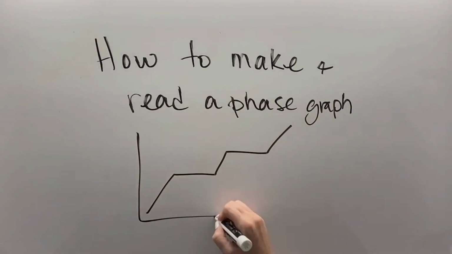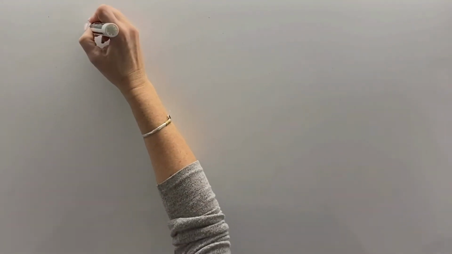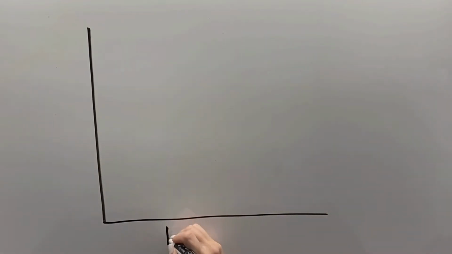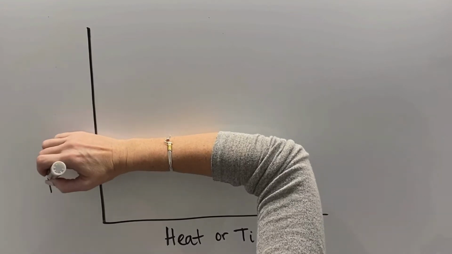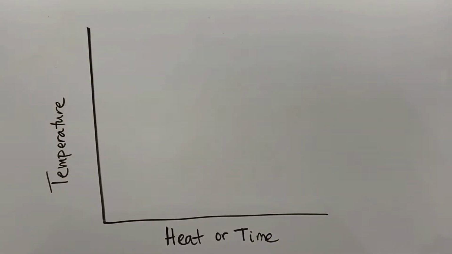Let's learn how to make and read a phase graph. So we're going to start in quadrant 1 because when we're looking at adding heat, you either have heat or you don't, and you have time or you don't. You can't really have negative heat or negative time. And there are negative temperatures, but we'll look at those in a minute.